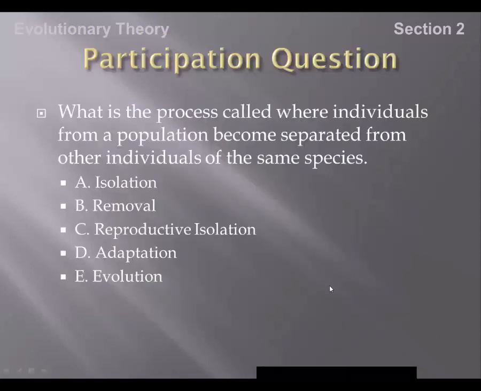So what is the process called where individuals from a population become separated from other individuals of the same species? Is that A, isolation, B, removal, C, reproductive isolation, D, adaptation, or E, evolution?